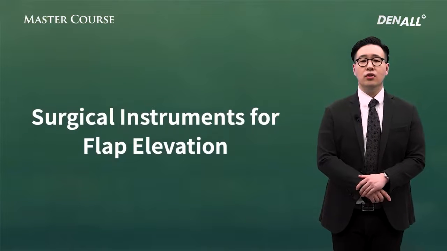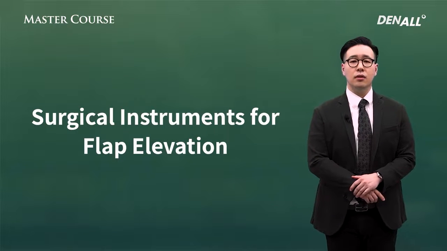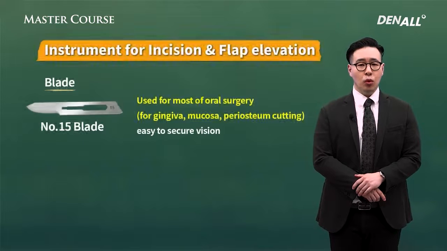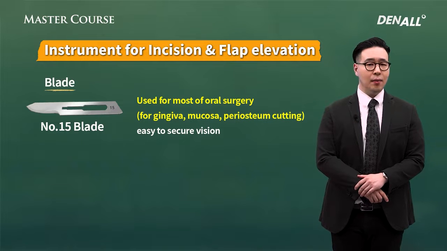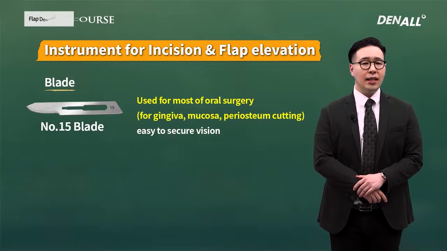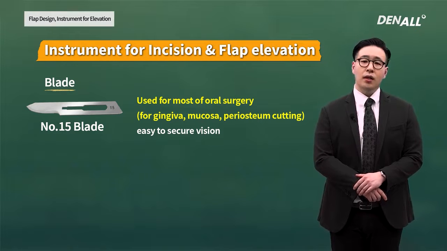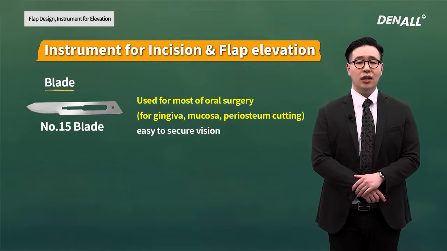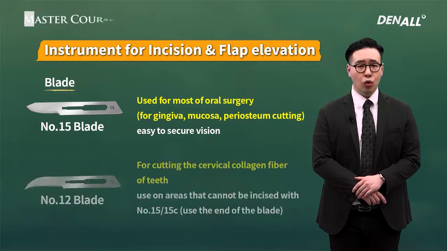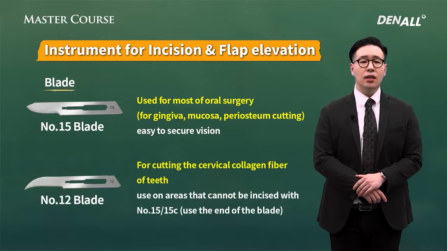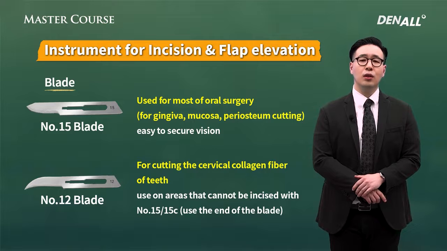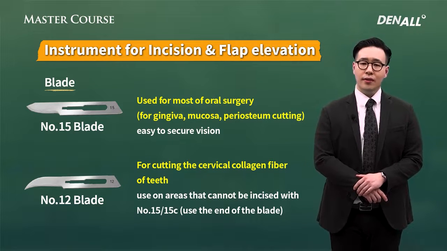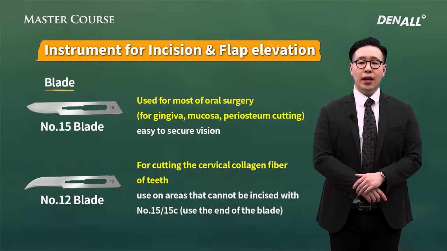Finally, I'm going to talk about surgical instruments necessary for flap elevation. Normally, a number 15 blade is used. It is most suited for oral treatment. At times, if there's irregularity in the bone surface, because of the angle, a number 15 blade cannot reach the periosteum. That is the case for an area where a tooth is lost and posterior to the most distal tooth.